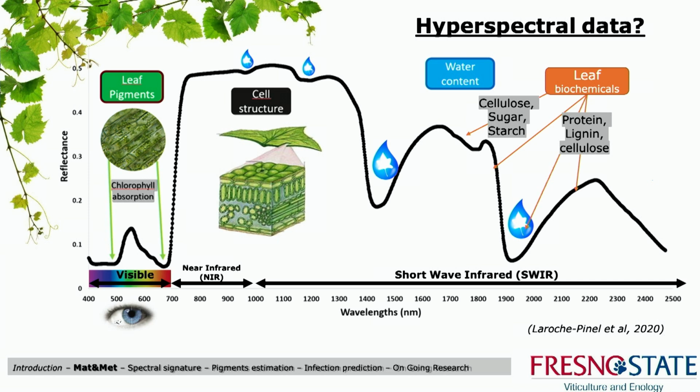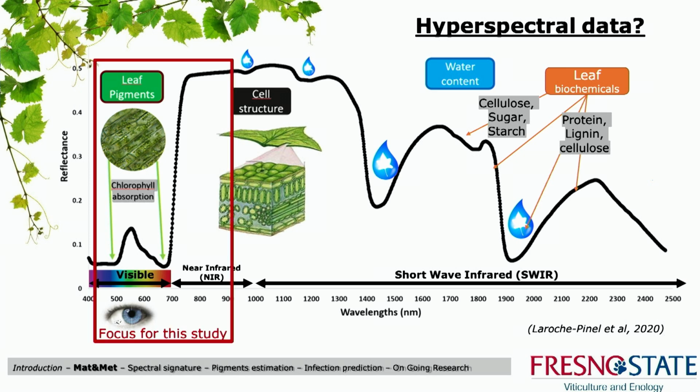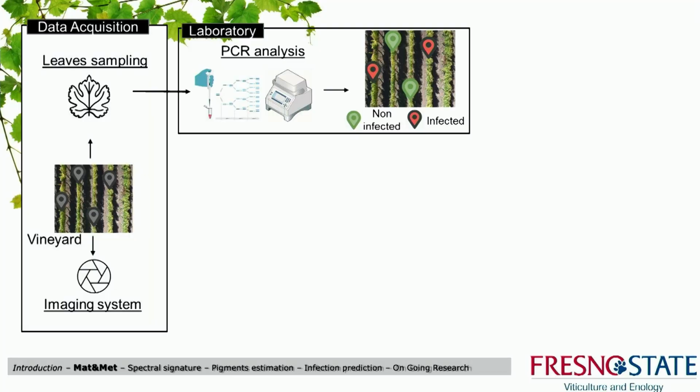For this specific project right now, we are focusing on the visible and the near infrared because we know that disease affects pigment content and also cell structure. So what we did, we went to a commercial vineyard, we sampled almost 300 plants for PCR analysis, so it's pretty much like COVID. We do PCR to identify the virus, to see if there is the DNA of the virus or not. And that's the truth. That's our ground truth that we're going to try to predict.